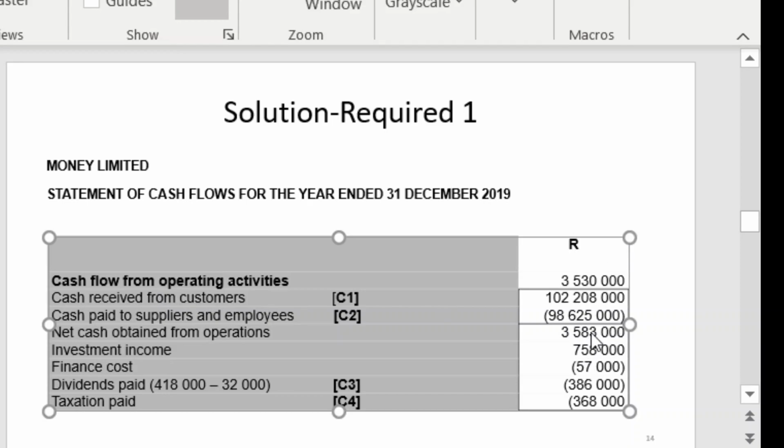For now, let us not focus on the amounts. We're going to deal with the calculations as indicated here, calculation number 1 until calculation number 4. We're going to look at them later on, but what is important is what comprises the cash flow from operating activities: cash received from customers, cash paid to suppliers and employees, net investment income received that relates to operation, finance cost that relates to operation, dividends paid, as well as taxation paid.